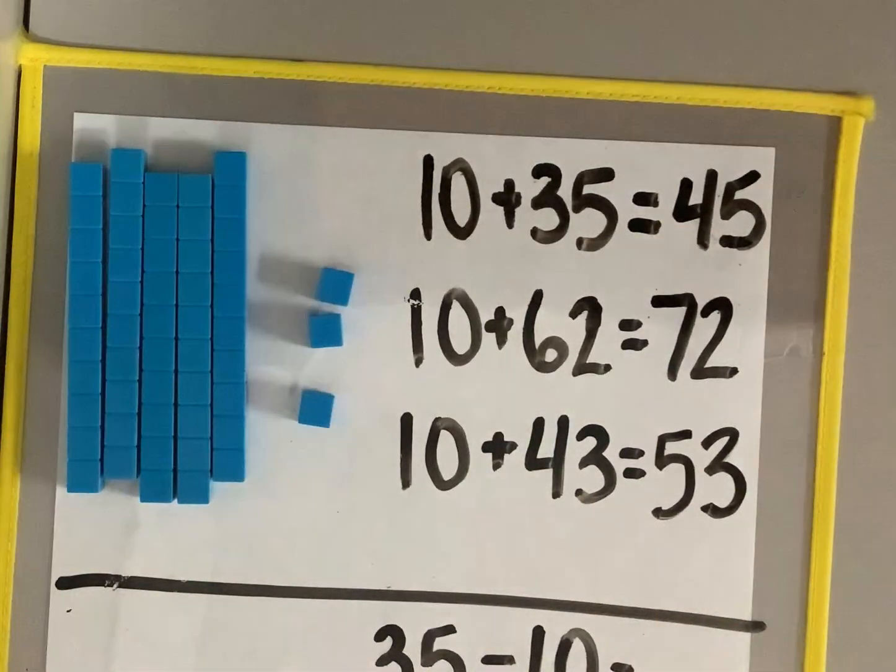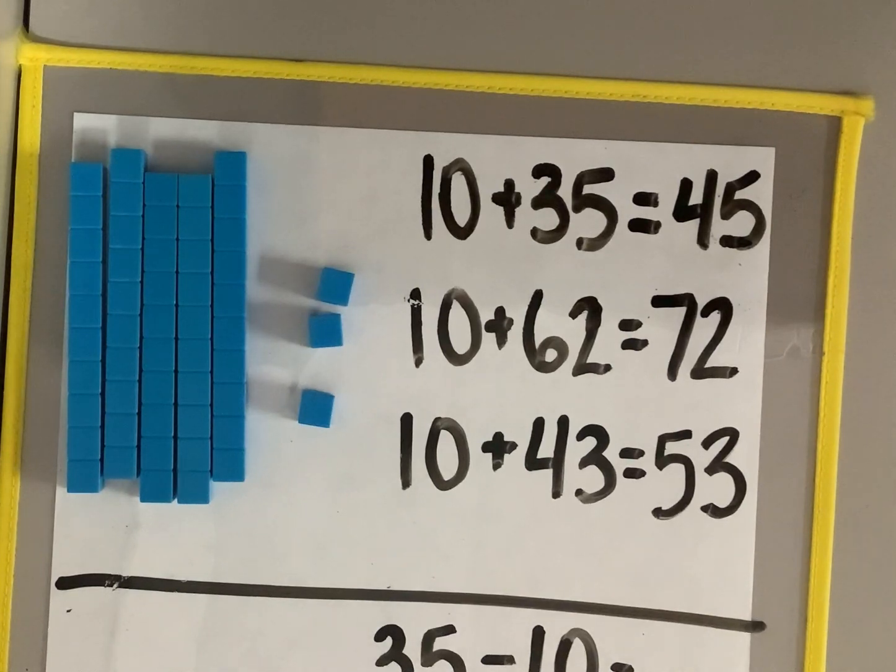I want you to pause. What do you notice about the pattern when we're adding 10 to a 2-digit number? How did the numbers change when I add 10? Push play when you're ready.